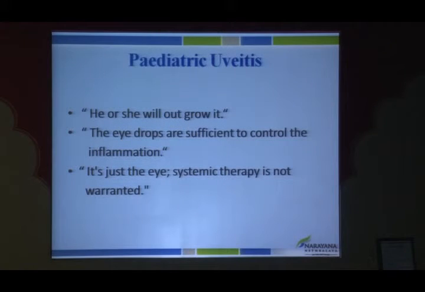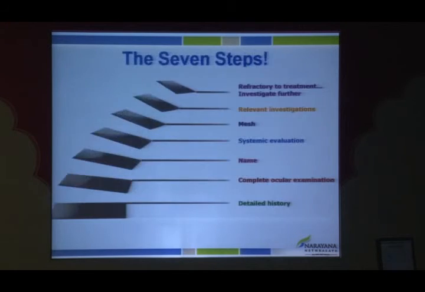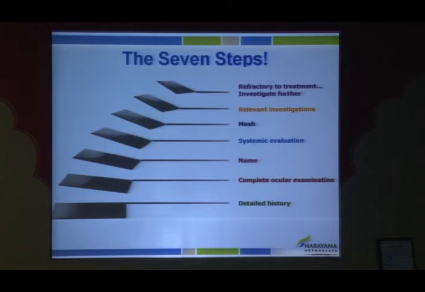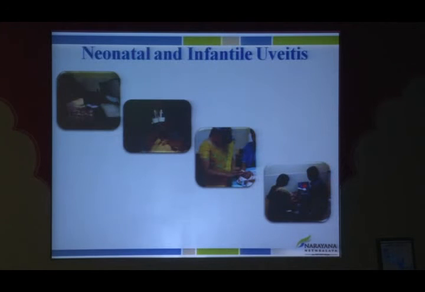The more general belief is that the parents say the child will outgrow it. The eye drops are sufficient, so they try to avoid the oral medications, and since it's just the eye, systemic therapy may not be necessary. They hesitate to start the patient on treatment. The approach to pediatric uveitis is similar to adult uveitis, where we do a detailed ocular examination, then systemic evaluation, order relevant investigations, and appropriately manage these kids.